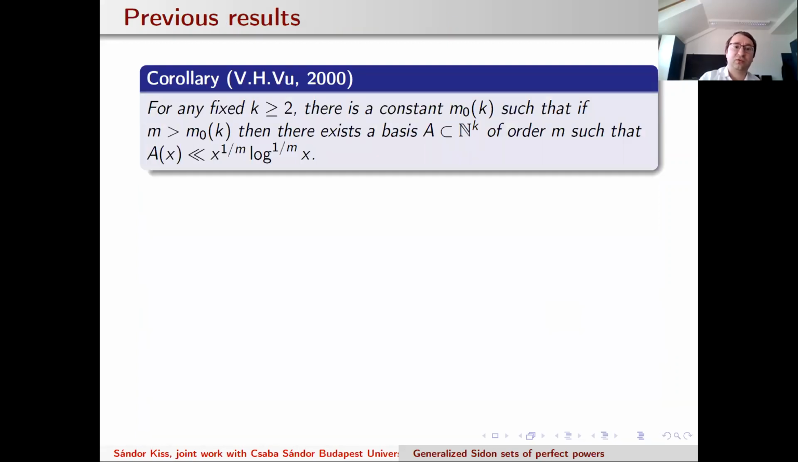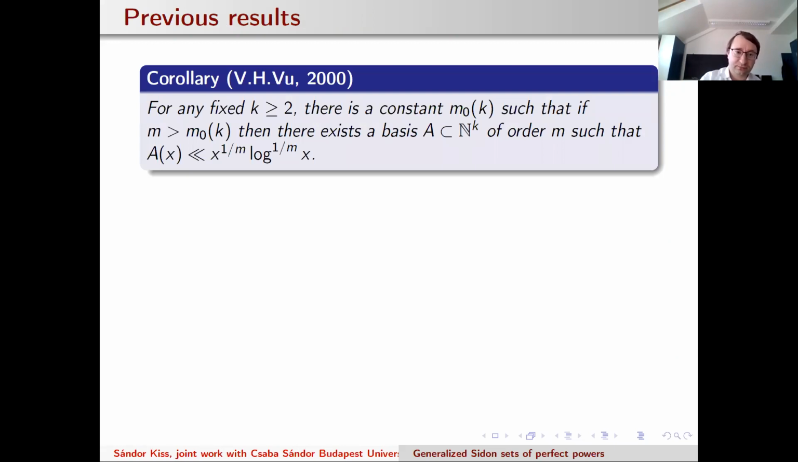He proved that for any fixed k, there is a constant such that if m is large enough, then there exists a basis formed by k powers of order m, such that the counting function is less than x to the power of 1 over m times logarithm of x to the power of 1 over m.